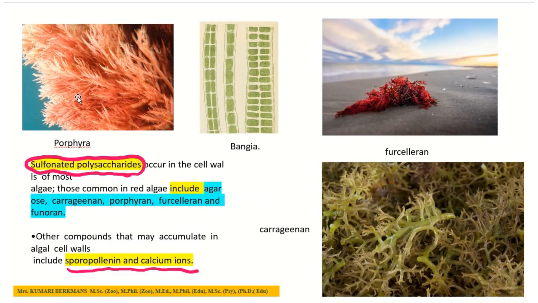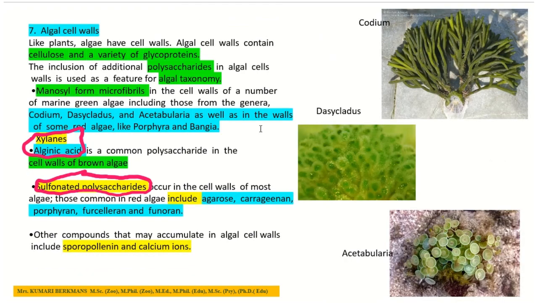And if you see, these are the red algae. Before going to see the red algae, let us see the green algae. These are the green algae. They come under the genera Codium, Dasycladus, and Acetabularia. These algae possess a special kind of microfibril formed from mannan, and they have polysaccharides in these cells.